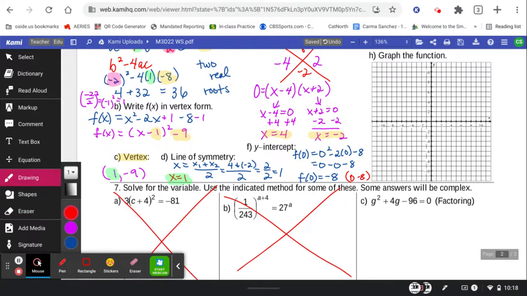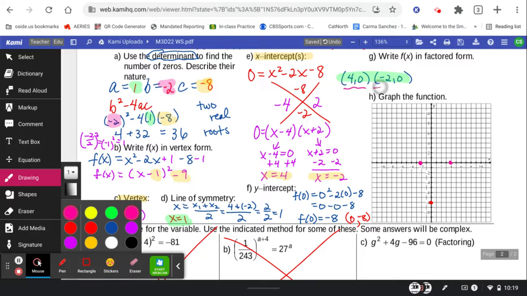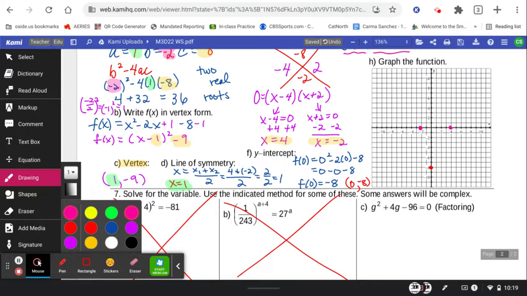So now I've done all this work on the parabola, on the function, and now they're asking me to graph it. So let's go put these points of interest on there. First, I'm going to go put (0, -8). There's my y-intercept from right there. Next, I'm going to go put the 2 x-intercepts. The x-intercepts are at (4, 0) and (-2, 0). That's these guys right here. And then my vertex is at (1, -9).